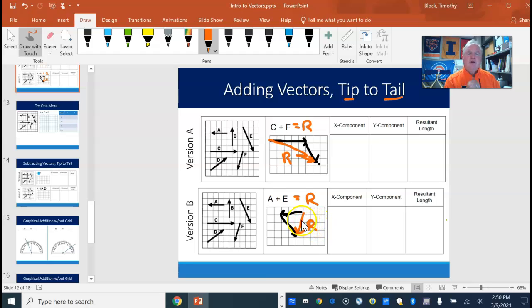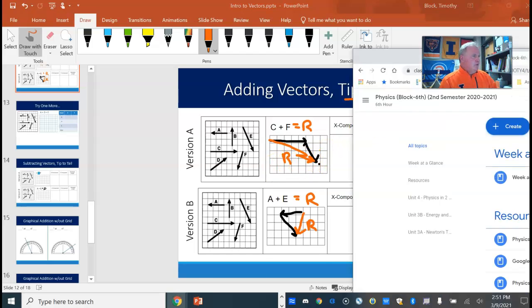And what you should notice about these is that there's not a circle of arrows. So if you end up with circles of arrows, you're going to get this wrong. It's this: follow the directions down to here, and then draw the resultant, which is from the beginning to the end.